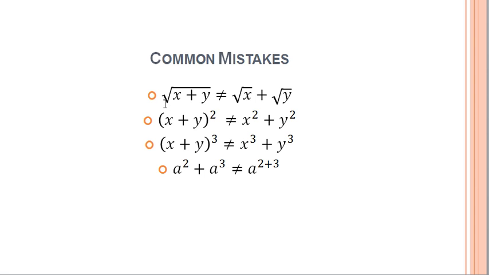Now let us look into the common mistakes that children usually make when they simplify questions on exponents. The first one is root over x plus y is not equal to root x plus root y. X plus y whole square is not equal to x square plus y square. X plus y whole cube is not equal to x cube plus y cube. Only when there is a multiplication or a division sign here can we separate it from the square root and write.